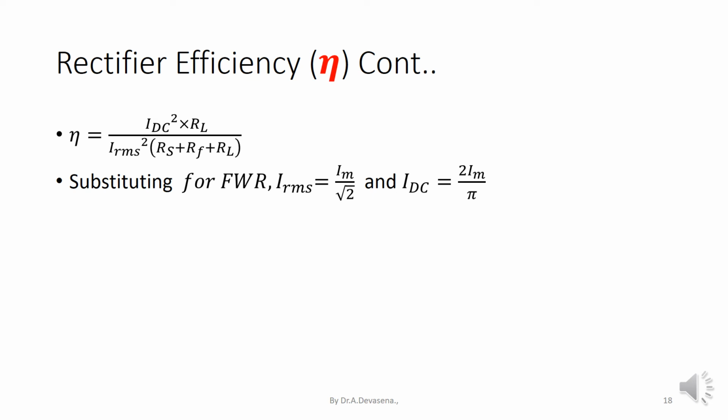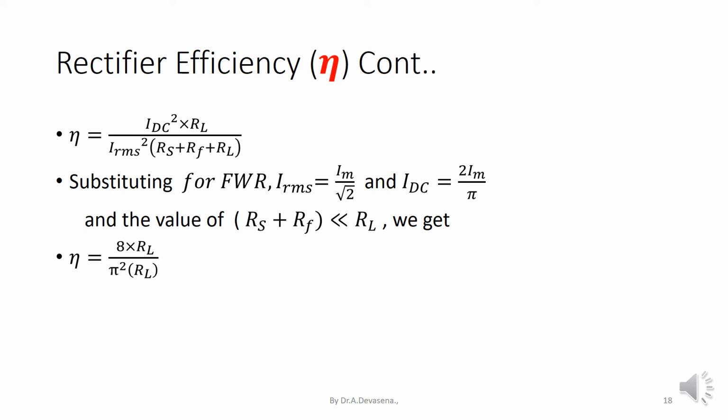For the full wave rectifier, the value of the Irms is equal to Im by root 2 and IDC is equal to 2Im by pi. And the value of RS plus RF is very small when compared to RL. Therefore, we get eta is equal to 8 into RL divided by pi square into RL. That is, eta is equal to 8 by pi square. The percentage eta max is equal to 8 by pi square into 100. That is equal to 81.2%.